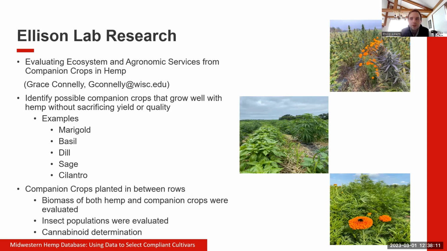We talk a lot about the draw of hemp for pollinators, but there are also detrimental insects as well. So seeing how these two different types of plants interplay with each other is fascinating. You can contact Grace, and her information is available as well.